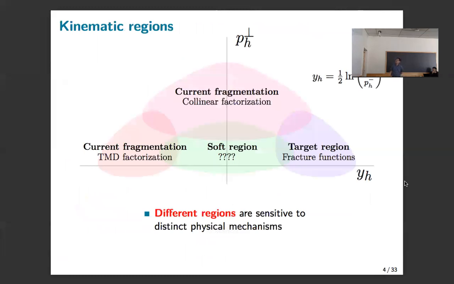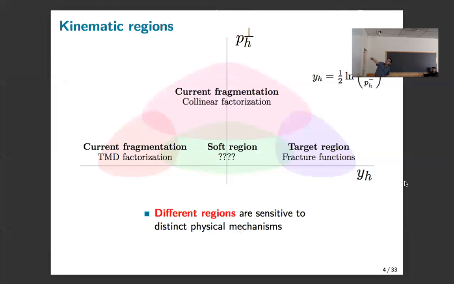As happened with Ted, this is a cartoon that Ted also showed on Monday. Essentially, I'm looking at the kinematics of the outgoing hadron. So this is the PT of the hadron. This is the rapidity of the hadron. And then the incoming proton rapidity is more or less somewhere here. And so if the rapidity of the observed hadron is more or less here, this is associated with the target fragmentation region. On the other side, if the hadron is produced with a large negative rapidity, this is the so-called current fragmentation region associated with TMD factorization. Then if I produce something with high PT, I have the same current fragmentation in the collinear framework.